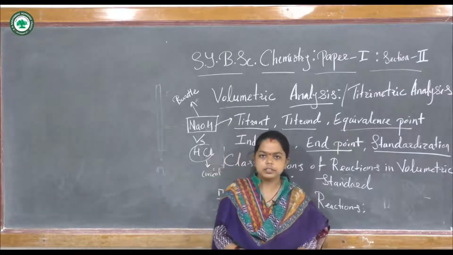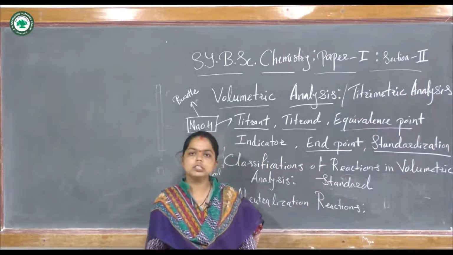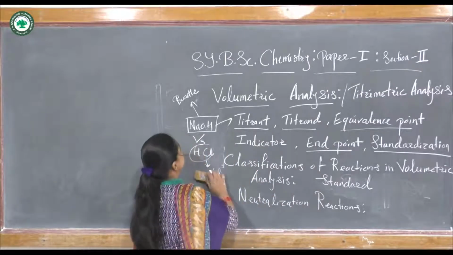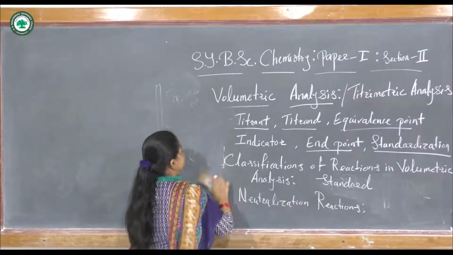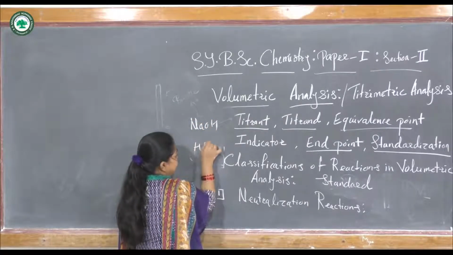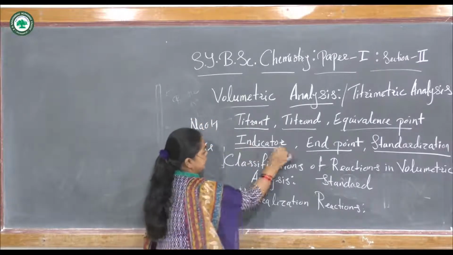Now this physical change, for example a change in color, may occur. For example, when we carry out the titration between NaOH and HCl, a particular indicator is used.